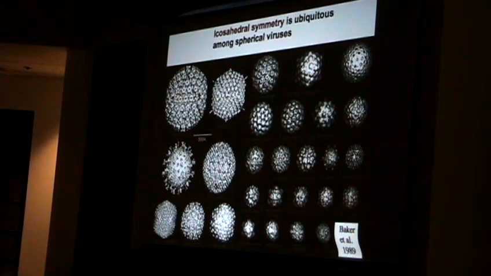They infect bacteria. Some of them have DNA inside, the others have RNA. But there is one common thing among all of them, and that's icosahedral symmetry. If you look at these shapes closely, you can find the elements that I told you in the previous slide. They all have a fivefold axis, threefold axis, and twofold axis.